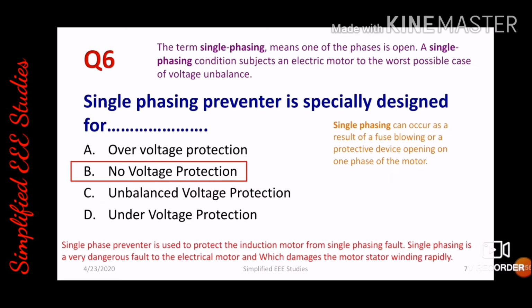To prevent single phasing, we usually prefer the single phasing preventer. You can see the peculiarity of the single phasing preventer. There is an arrangement with the CT as well as a relay unit. So by using the setup, you can prevent single phasing to some extent. Okay. So this is the concept regarding single phasing and the single phasing preventer.